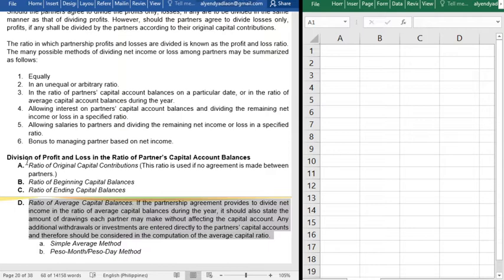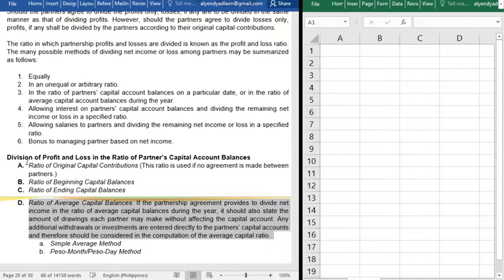If the partnership agreement provides to divide net income in the ratio of average capital balances during the year, it should also state the amount of drawings each partner may make without affecting the capital account. Any additional withdrawals or investments are entered directly to the partner's capital accounts and therefore should be considered in the computation of the average capital ratio.